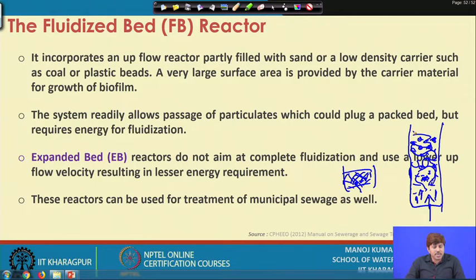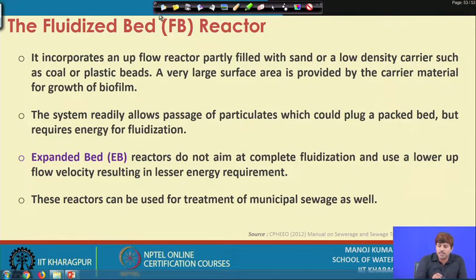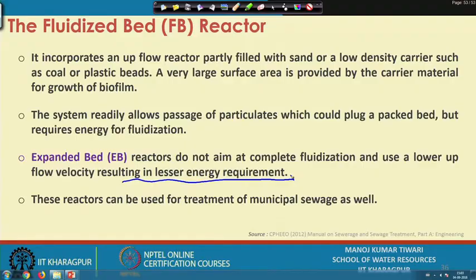The expanded bed reactor is a specific case of the fluidized bed reactor. It does not aim at complete fluidization, but uses a lower upflow velocity, resulting in lesser energy requirement. So, the bed is just expanded here. In a fluidized bed system the entire material is kept in the fluidized state, whereas in expanded bed systems the energy requirement is lesser, but the rest of the functioning is more or less similar.